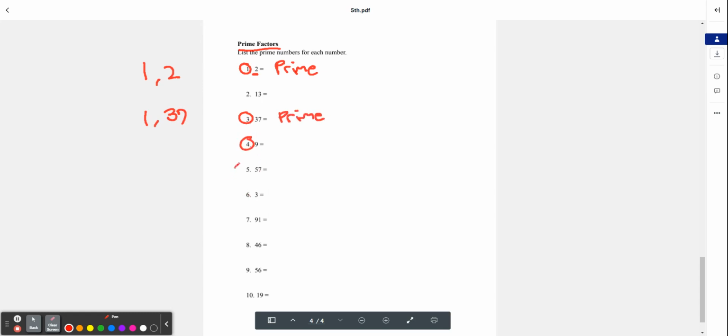Let's try 4. 9. The factors of 9 are 1, 3, and 9. That's more than the 2 factors we had from 1 and 3. So 9 is not a prime number. Let's look at 6. The factors of 3 are 1 and the number itself, which is 3. So that makes it a prime number.